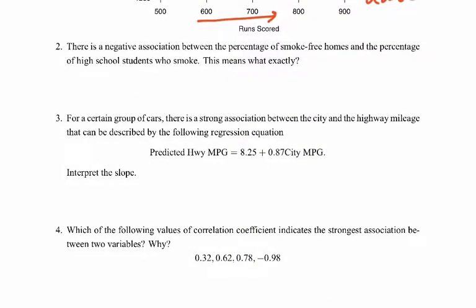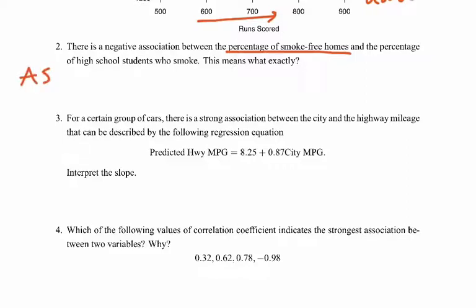All right, number 2, there's a negative association between the percentage of smoke-free homes and the percentage of high school students who smoke. So what does this mean? Let's write a statement on this. So the independent variable, so let's read that again. The negative association between the percentage of smoke-free homes, the one they list first should be the independent variable, and the percentage of high school students who smoke. So the second one should be your dependent variable. So let's describe it in terms of the independent first.